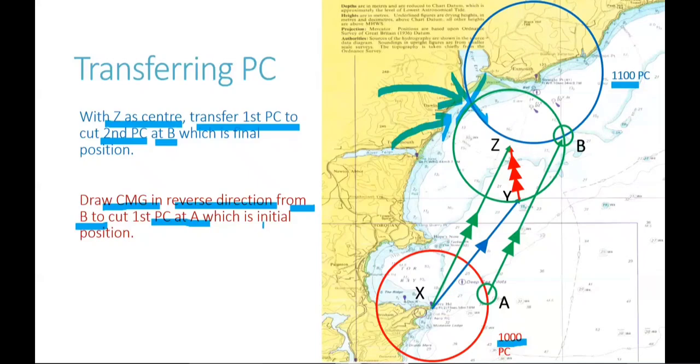So ZX is parallel to AB, sir. Exactly, beta. ZX will be parallel by the parallel rule, and it is exactly equal also. The direction as well as the magnitude are both exactly the same. Vector XZ and vector AB are exactly the same. Okay, beta? So this is the concept of transferring a position circle. Not only have we transferred, we have obtained our final position as well as the initial position.